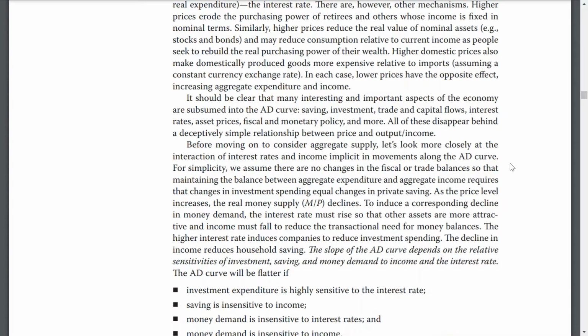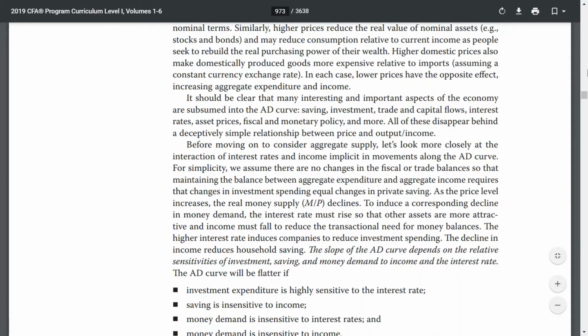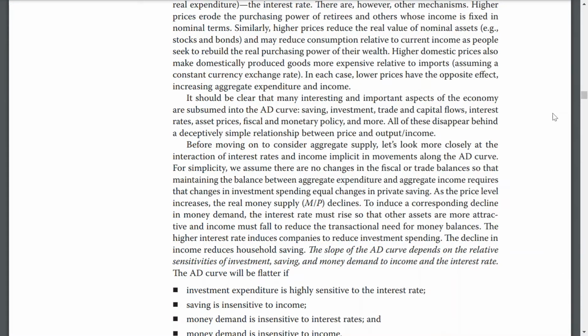For simplicity, we assume no changes in the fiscal or trade balances, so that maintaining the balance between aggregate expenditure and aggregate income requires that changes in investment spending equal changes in private savings. As the price level increases, the real money supply, or M divided by P, declines.